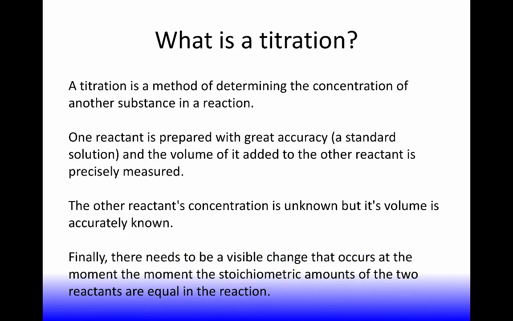All right, so finally, in order to do a titration, there needs to be a visible color change that occurs at the moment there are stoichiometric amounts of the reactants together. That's got another name, it's called the equivalence point. The point at which the moles of the base will equal the moles of the acid.